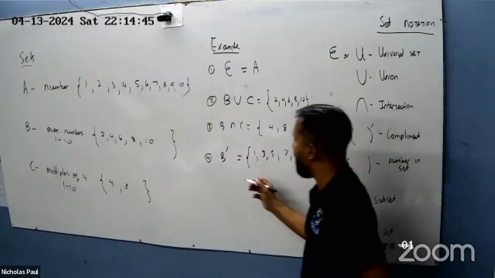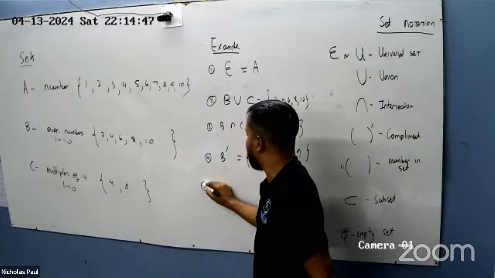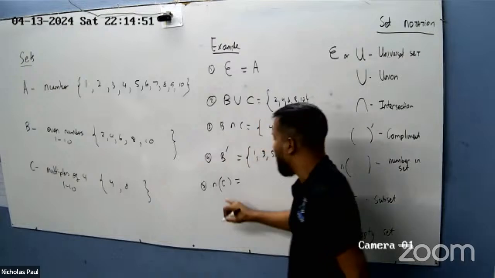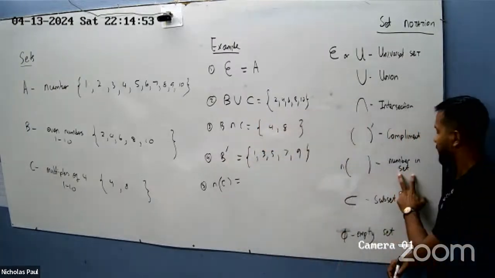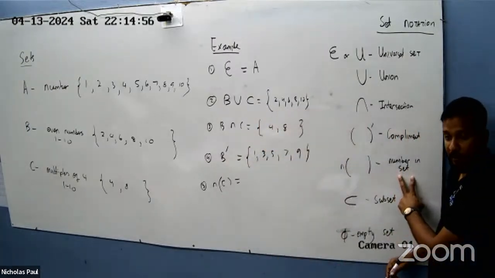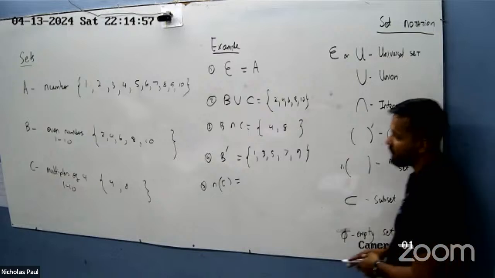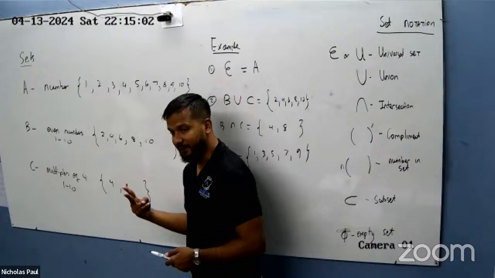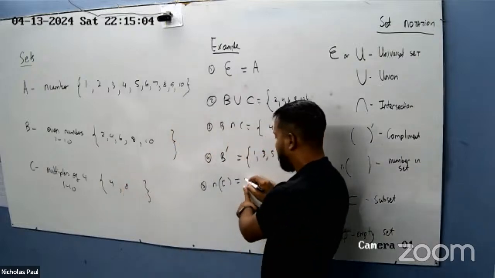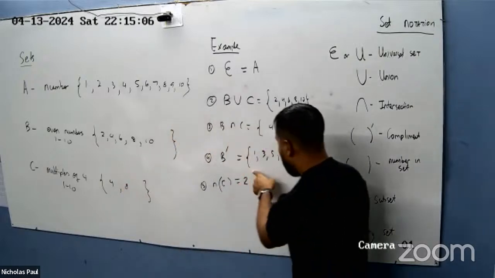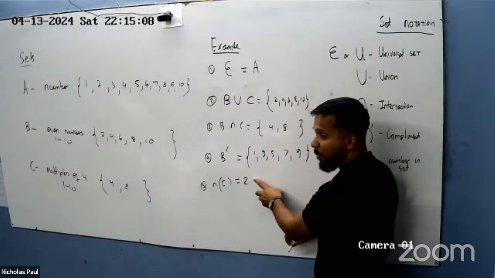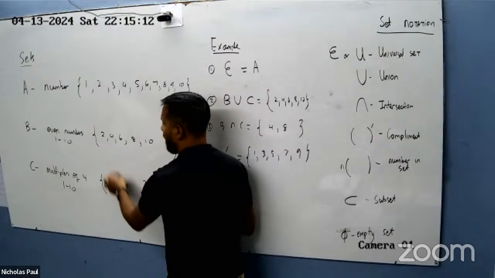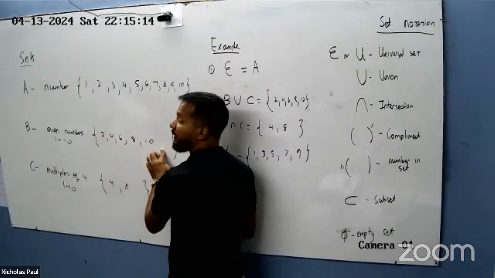Let's try number in a set now. For example, if I told you a number in set C, how many elements in set C? Number means how many elements? 1, 2. 2 elements in C. So you just put a 2 here. You're not listing out anything, you're just giving the number of elements. Number of elements here, 2. Number of elements here, 1, 2, 3, 4, 5.